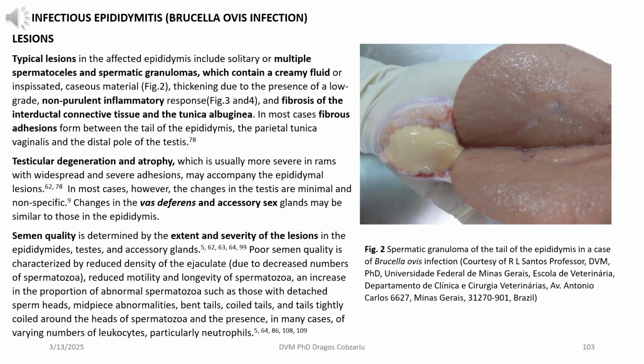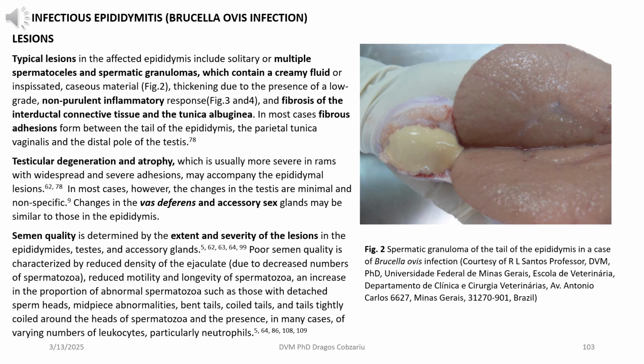Typical lesions in the affected epididymis include solitary or multiple spermatoceles and spermatic granulomas, which contain a creamy fluid or inspissated, caseous material. Figure 2. Thickening due to the presence of a low-grade, non-purulent inflammatory response. Figures 3 and 4, and fibrosis of the interductal connective tissue and the tunica albuginea. In most cases, fibrous adhesions form between the tail of the epididymis, the parietal tunica vaginalis, and the distal pole of the testis. Testicular degeneration and atrophy, which is usually more severe in rams with widespread and severe adhesions, may accompany the epididymal lesions.